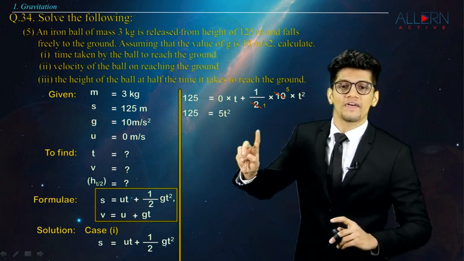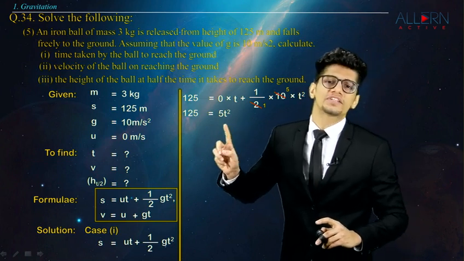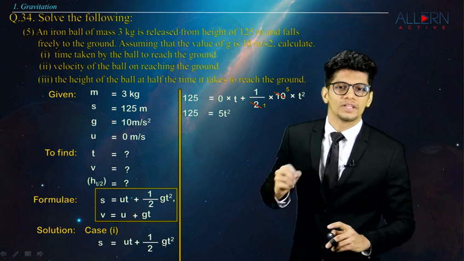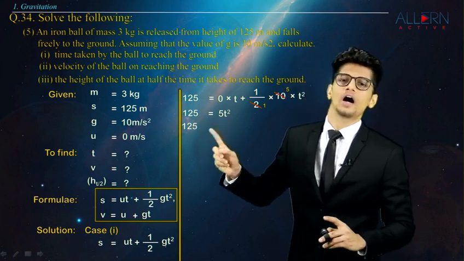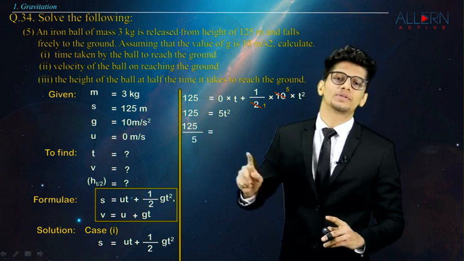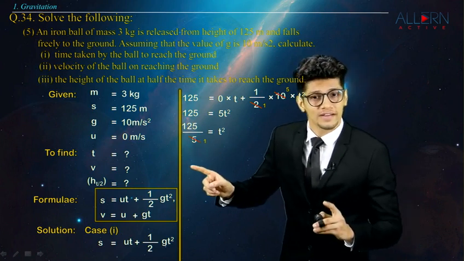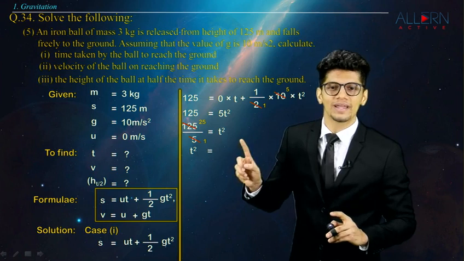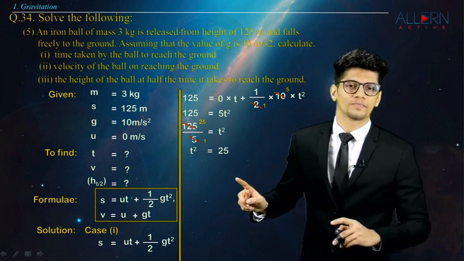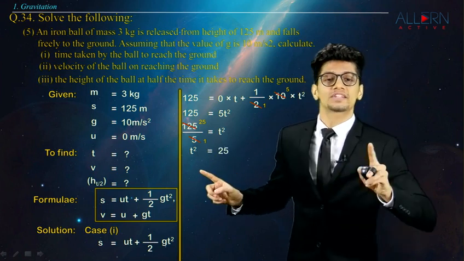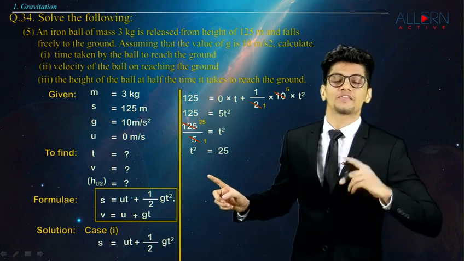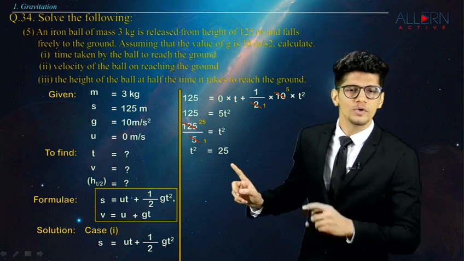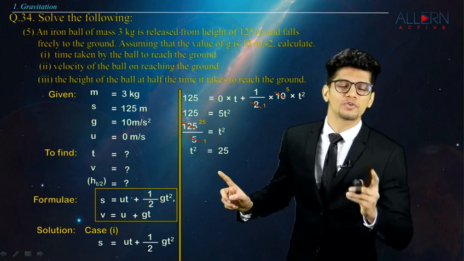Now since we have to find the value of t square, we'll shift 5 to the other side. So it becomes 125 upon 5 is equal to t square. So 5 ones are 5, 5 25s are 125, so t square is equal to 25. Now since we have the value of t square, and now we have to find the value of t, what should we do here? Obviously we have to take square root.